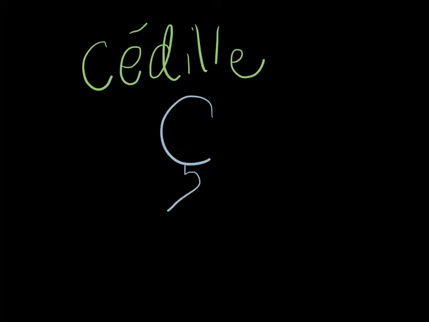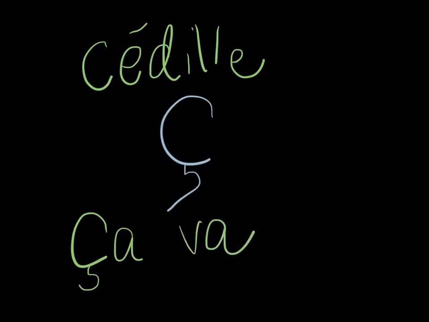Cédille. And this accent makes the C go from a hard K sound to a soft S sound, like in the expression ça va. We don't say "ka va," we say "sa va." Okay, so that's what it does with the C, is it changes it from a hard K sound to a soft S sound, ça va.